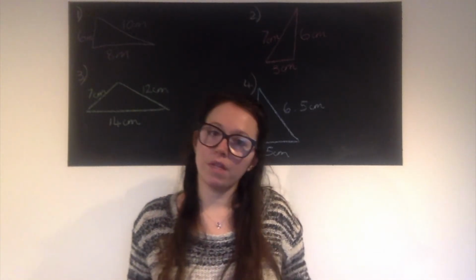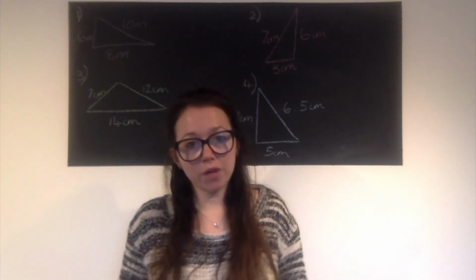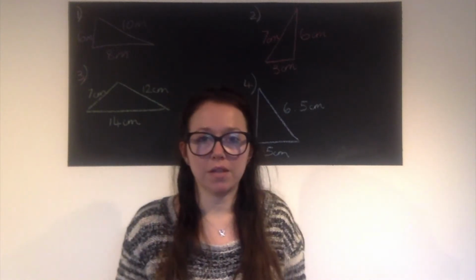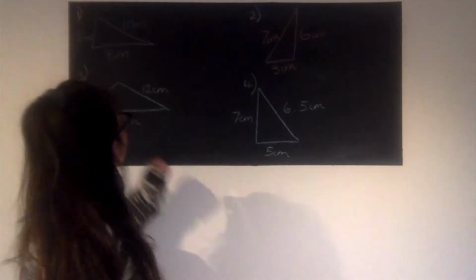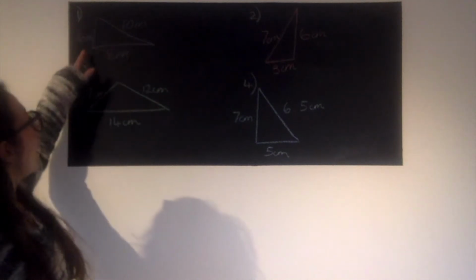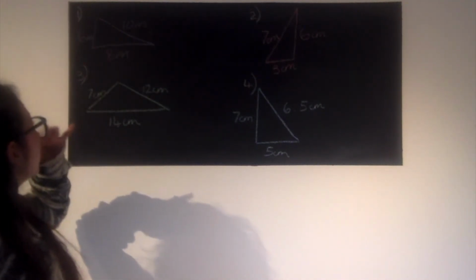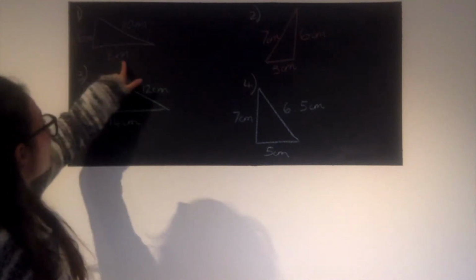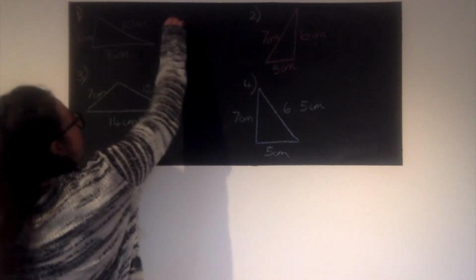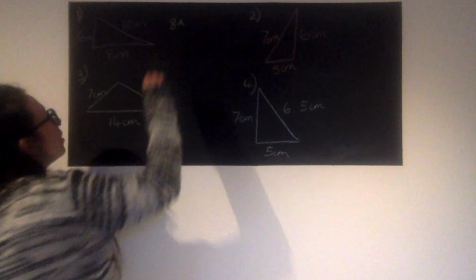I've sketched out the first 4 questions, so now we can work through them together and you can mark your answers as we go. So let's look at the first one. We've got our triangle. Remember, we need to identify the base and the height. So here's my base, I know that is 8 metres, and I need to multiply it by the height.